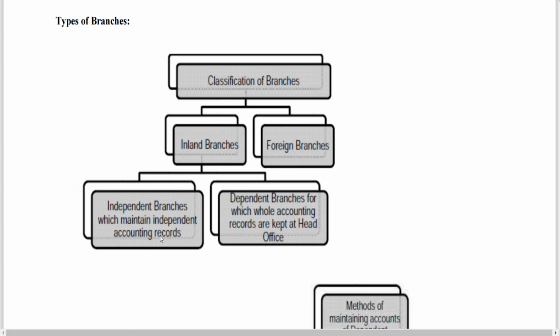In simple words, point number one: independent branches maintain complete ledger accounts under the double entry system following the accrual basis. Since all ledger accounts are maintained, they can prepare the trial balance and pass it on to head office. Head office incorporates the trial balance of the branch into its books, and the branch result can be known by head office. Clear to all of you? And if the branch also wants to prepare final accounts, they also can, because the trial balance is there with them.